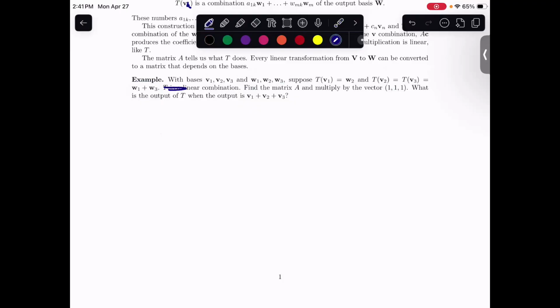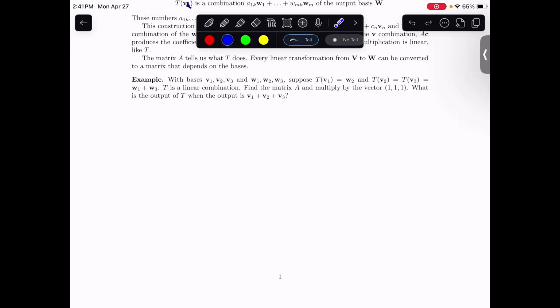I don't know what T is a linear... Okay, sure. T is a linear combination. Oh, I guess this is just saying T is a linear combination, which makes sense to write down, I suppose. Anyway, it wants you to find A, the matrix A corresponding to T, and it wants you to multiply by the vector 1, 1, 1.